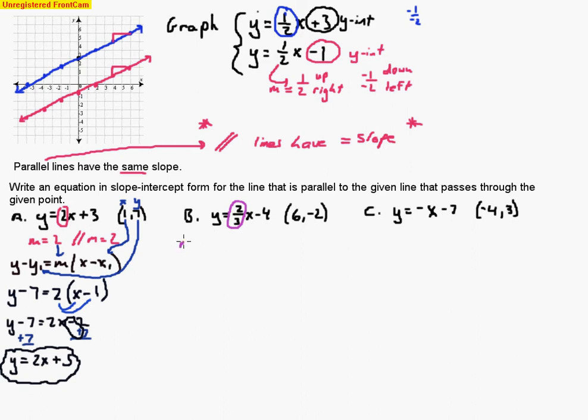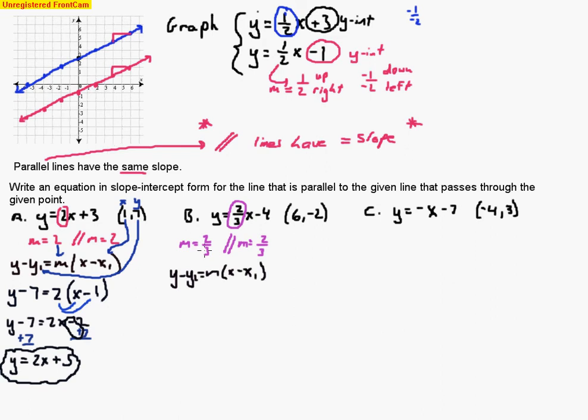So here the slope is 2/3. So the parallel slope is also the same number, 2/3. It's always exactly the same. In order to stay the same distance apart, you need to have the slope the same. So we go ahead and substitute that information into our point slope form, which is just y minus y1 equals the slope times x minus x1.